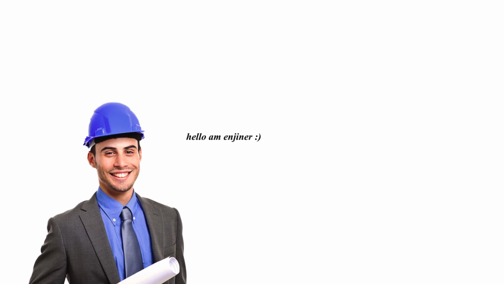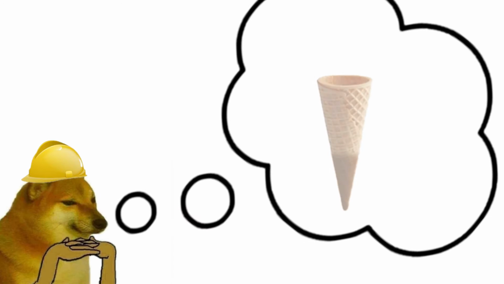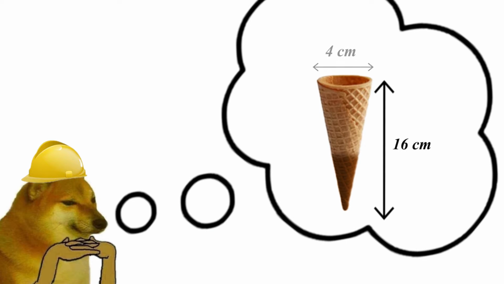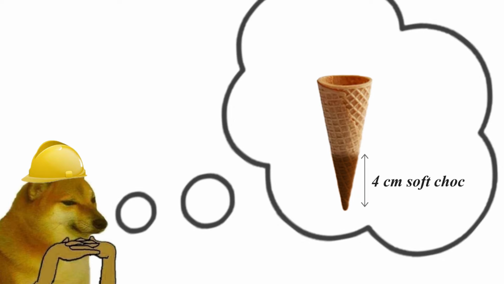For this video, I want to show you an example of how we can use differentiation in a real life situation. First, let's assume that there is an engineer who wanted to build an automated ice cream machine. The average size of the ice cream cone is 16 cm in height with 4 cm diameter. If the rate of flowing ice cream is 8 cm cubed per second, how fast will the height of the cone change at an instant if the cone is filled with 4 cm height of soft chocolate?